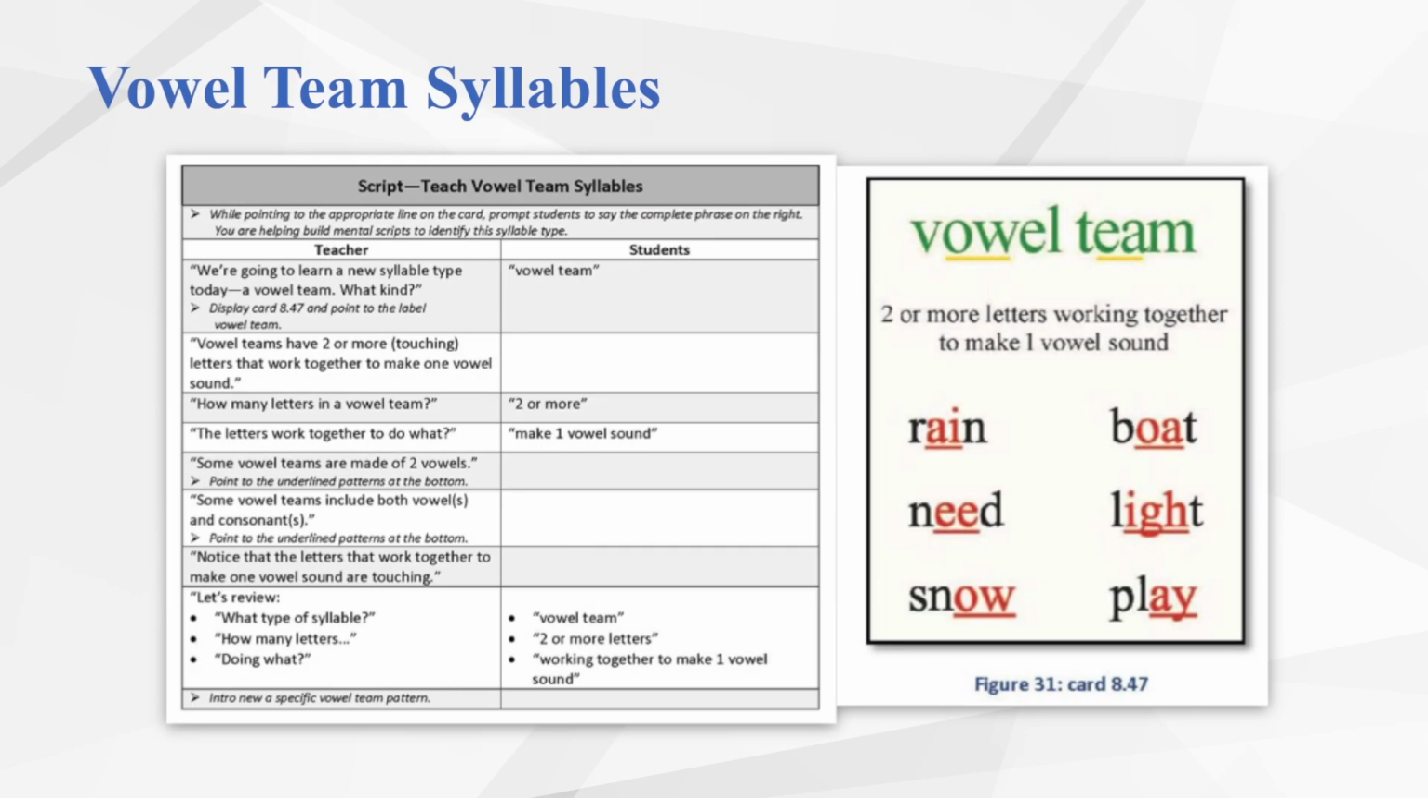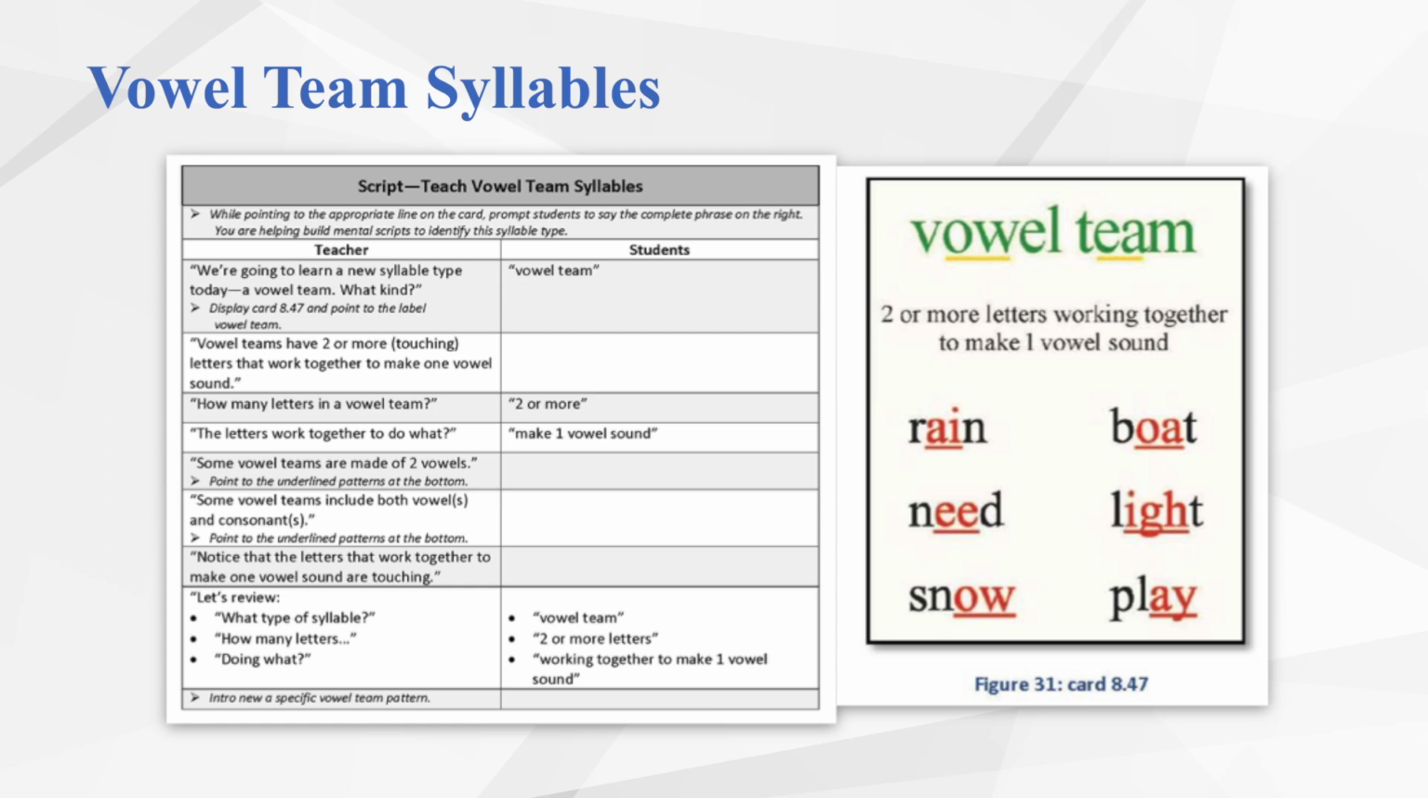Let's talk now about the V in clover. We'll explore the Vowel Team syllable. The Vowel Team syllable is a little tricky because it encompasses many different patterns. Let's take a look at the definition. The definition of a vowel team is 2 or more letters working together to make one vowel sound. Breaking that down for just a moment, we said 2 or more.